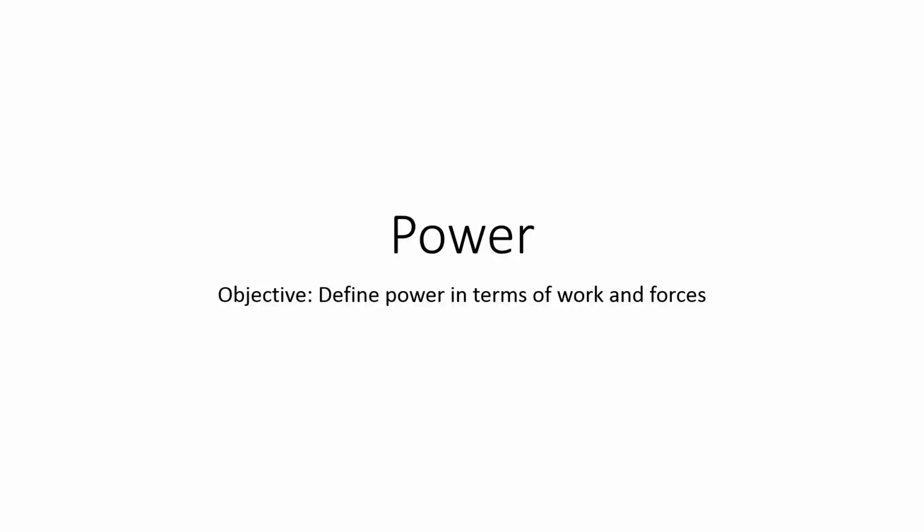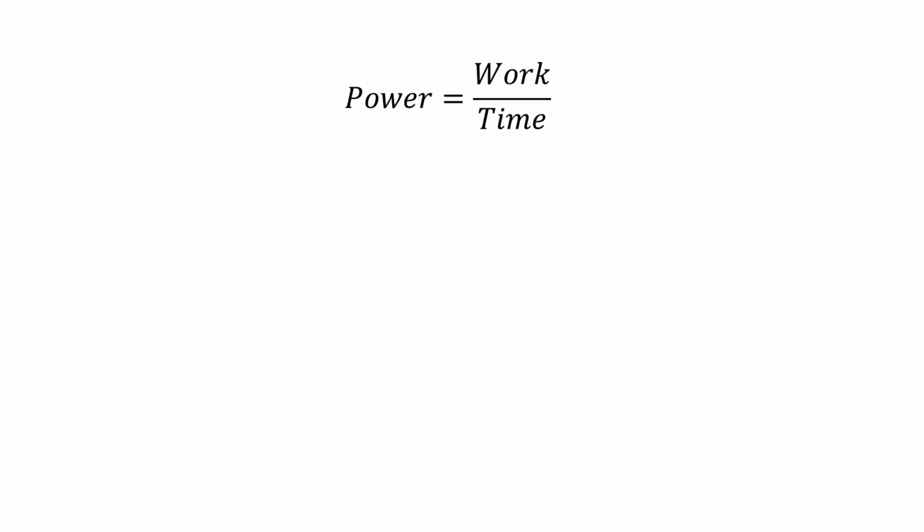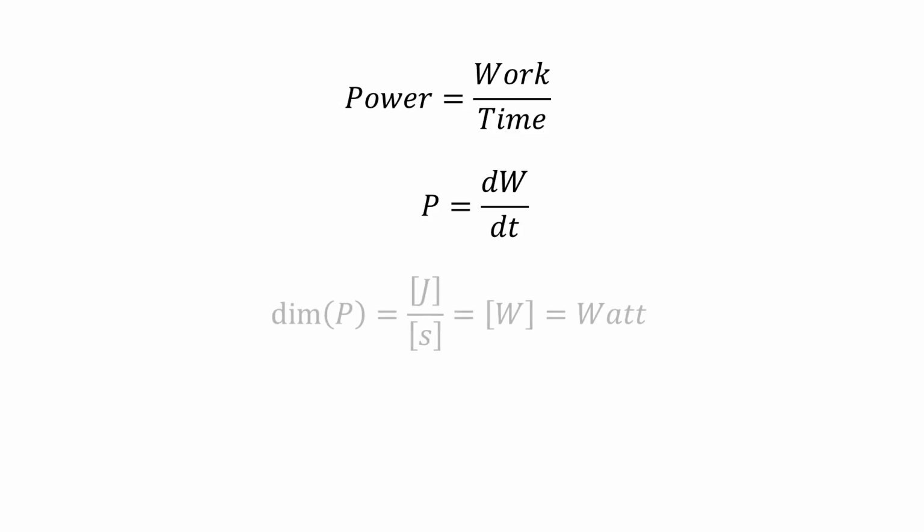The goal of this video is to define power in terms of work and forces. Power is defined simply as work performed over a time interval. Therefore, power has an instantaneous definition as the derivative of work with respect to time. The dimensions of power is a joule per second, which we call a watt.